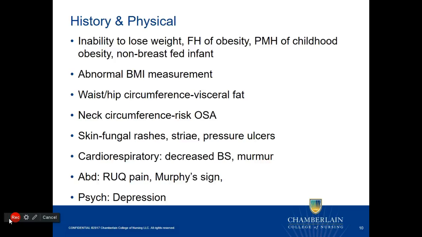Respiratory, decreased breath sounds. Cardiac, murmur. Abdominal, right upper quadrant pain, Murphy's sign, liver tender to palpation, lipodystrophic fat distribution. Musculoskeletal, osteoarthritis. Psychological, depression. Use the PHQ-9 tool to identify this.